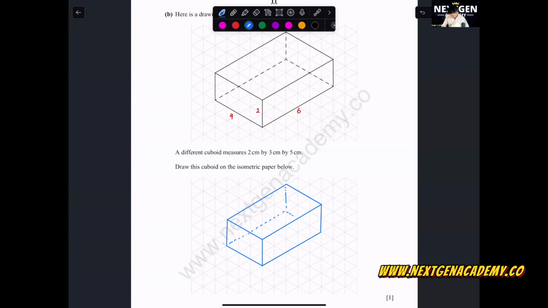Like that. Boom, boom, boom, boom, boom. Like that. You all use ruler to sketch it out. So you got 2, 3, and 5.